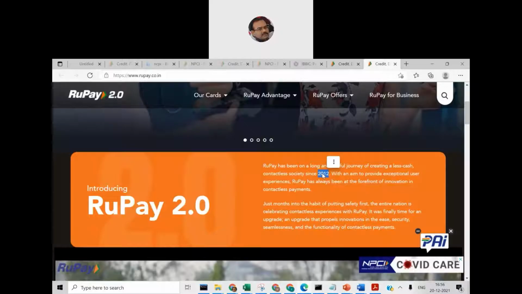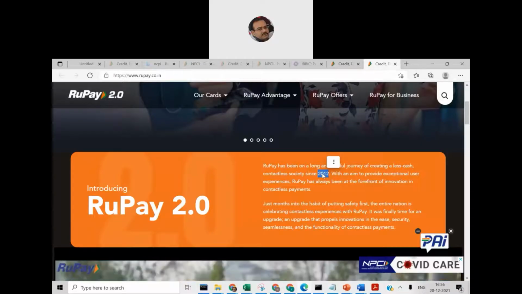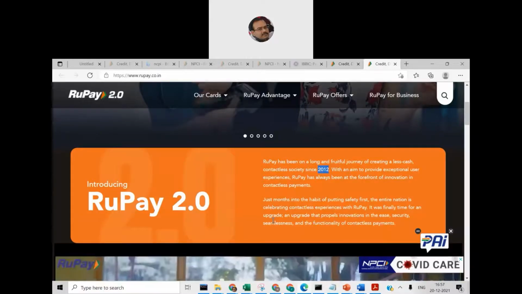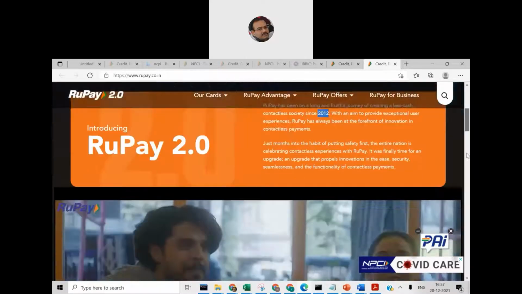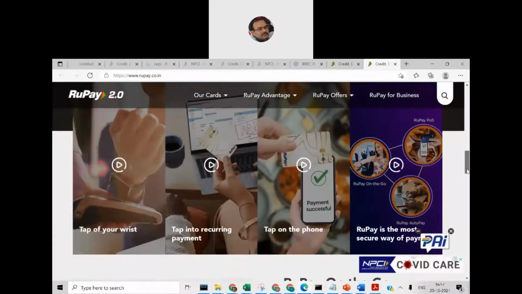Nowadays also, if you want to make a credit card payment of a limited amount of 3 to 5,000 rupees, you don't need to swipe the card or insert it into a POS machine. You can just tap it at the top, and then immediately the money will be debited from your corresponding account. So these are all measures of contactless payments, and especially in the times of pandemic, these things have really blossomed. They have given various ways in which you can carry out digital transactions, using a tap of your wrist, tap into the recurring payment.